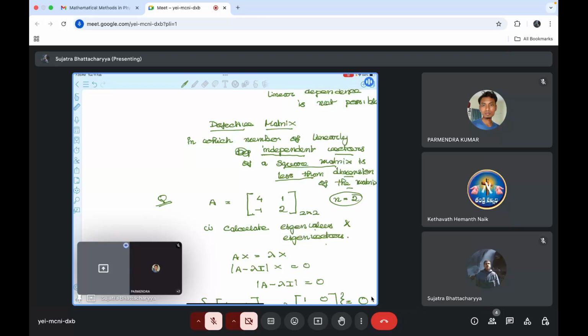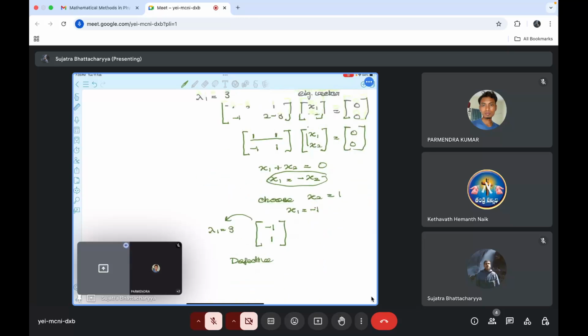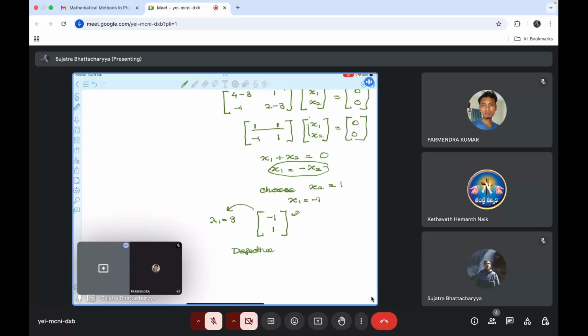Dimension is 2, but the number of linearly independent vectors is only 1. This is the only independent vector you can have. Next, lambda 2 is equal to 3. You can have this minus 2 too, which is dependent on this. Correct? Therefore, this is a defective matrix.